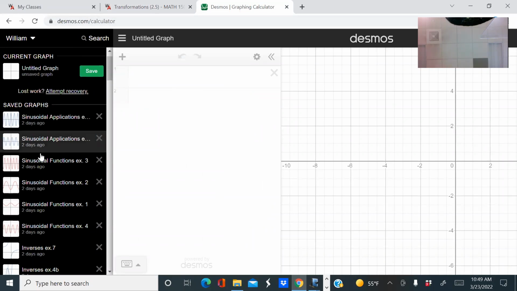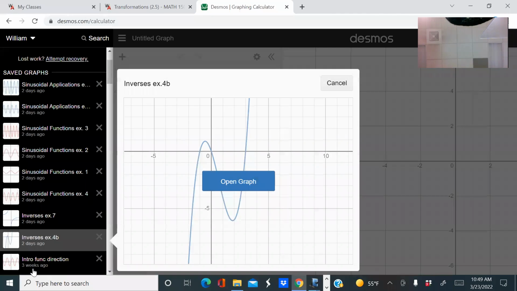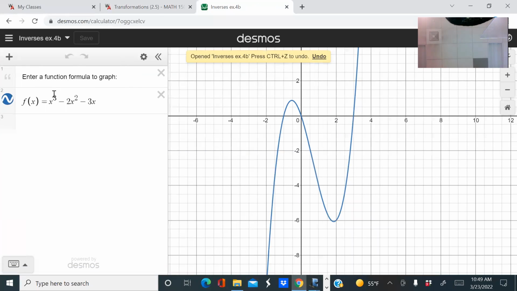Let me see if I can find it. I think it's this example. So yeah, there it is. Okay, is that it? Yeah, x cubed minus 2x squared minus 3x. So there's the graph.